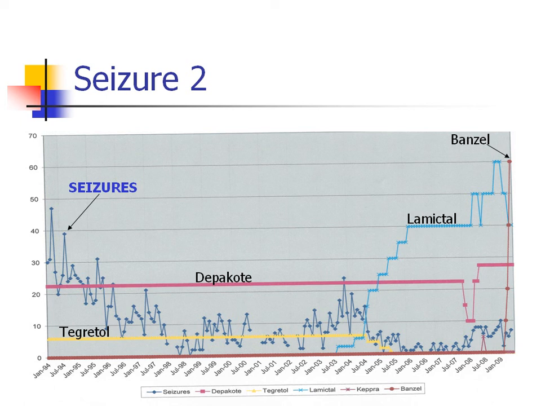We tried to reduce the Depakote, and that seemed to increase the frequency of the seizures. In July of 2008, you can see there's a little spike there using Keppra, which did not seem to have any benefit. We didn't really give a fair trial with the Keppra, but it didn't seem to really do anything.